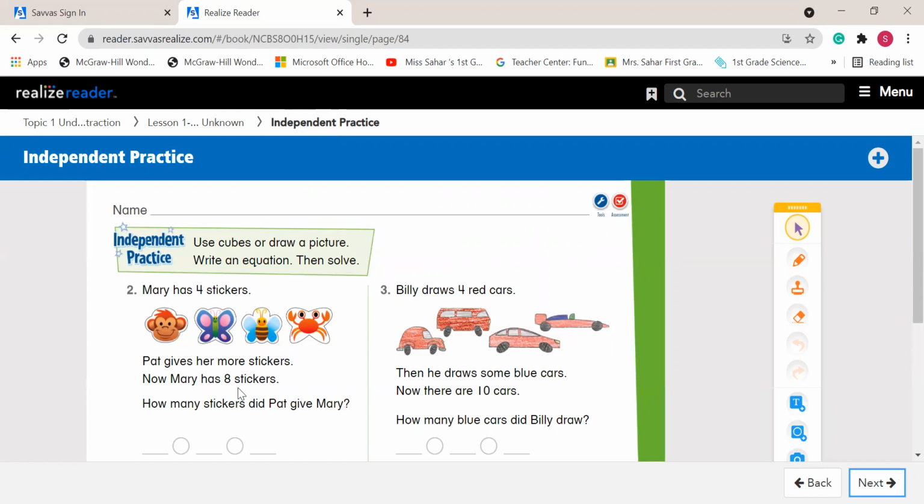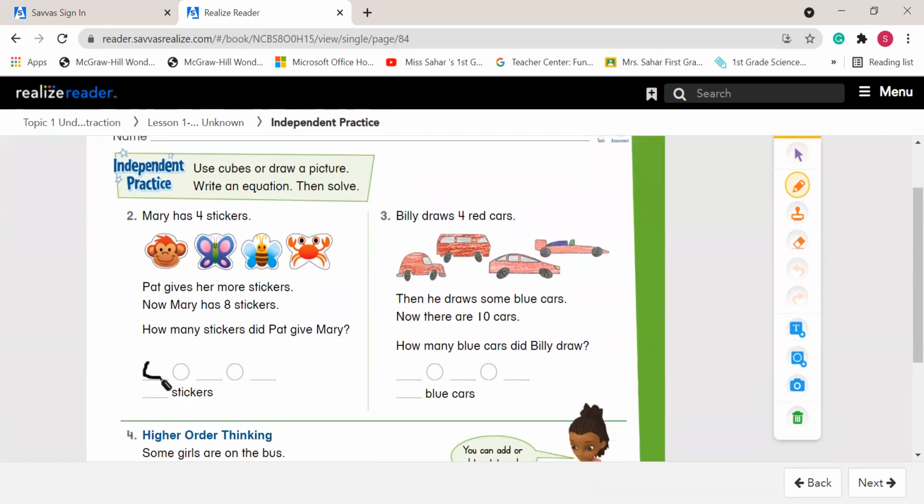She has 4. So that one addend we know. So this is a part we know, 4. And then her friend Pat gave her more. So it's an addition because she has more now. She gave her more stickers that I don't know how many, but the total, the sum, is 8. So that means 4 plus something equals 8. Very good. So how many stickers did her friend give her? She gave her 4 stickers.